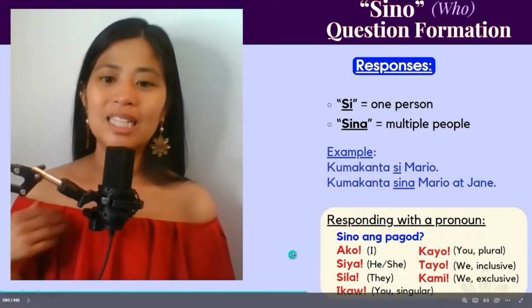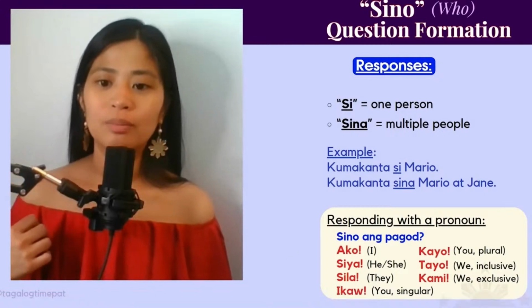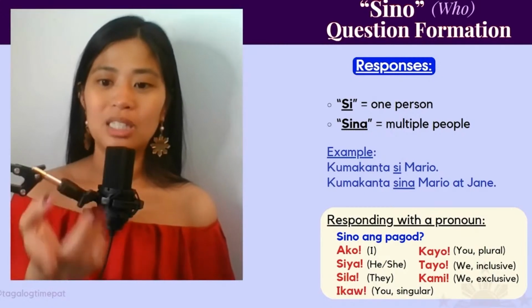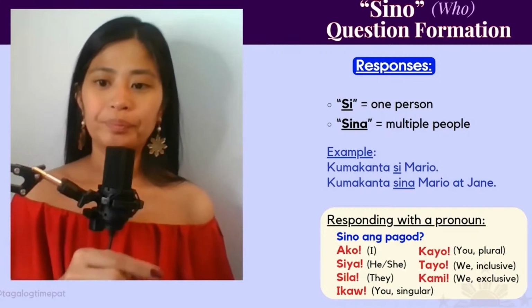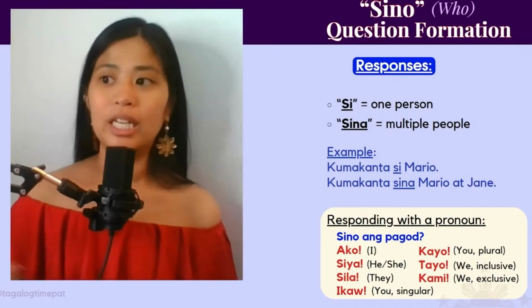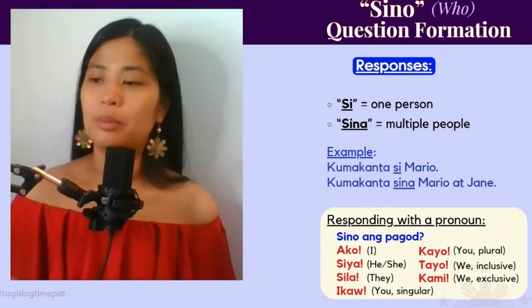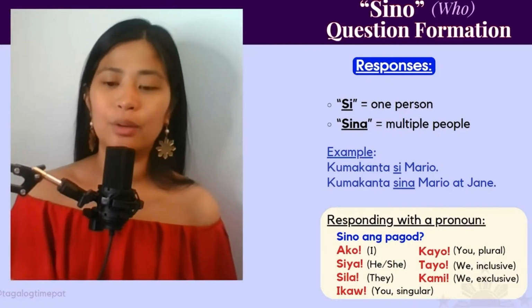So ako is I, siya, he or she, so that's gender neutral. Sila, they. Ikaw, you, singular. Kayo, you all, plural. Tayo is we, inclusive. That's you and me, all of us. We are all tired. Maybe we all ran a race together. We are all tired. Pagod tayo.